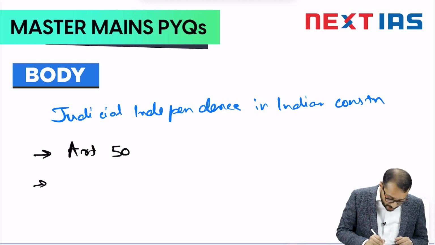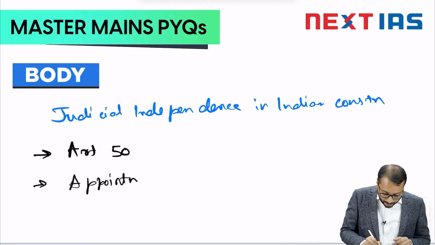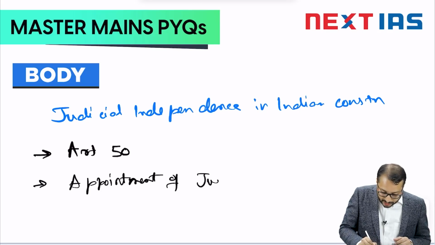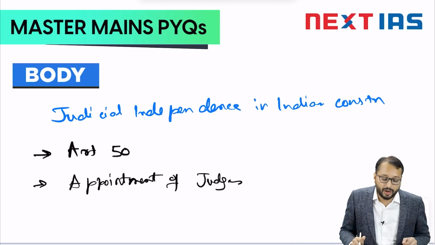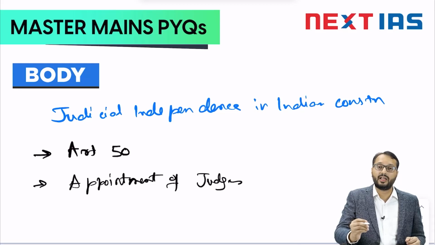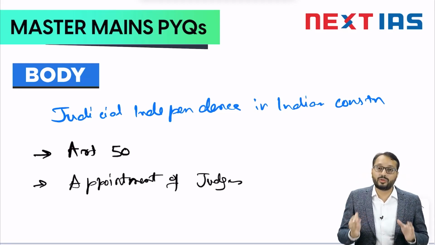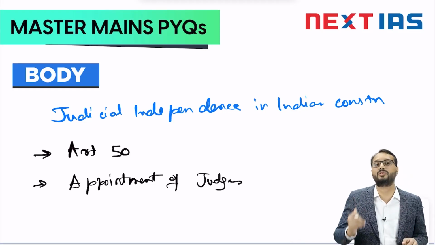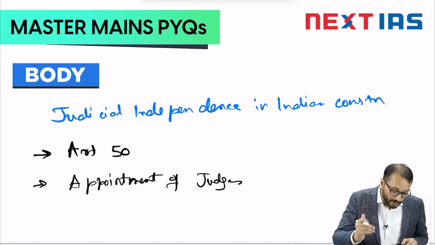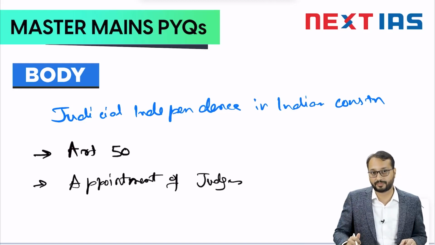The second important point that you can note is the process of appointment of judges. The appointment of judges to the higher judiciary in India is done by the President in consultation with the Chief Justice of India. So, through this process, the judiciary has a say in its own appointment. And this ensures that the executive cannot influence the selection process.